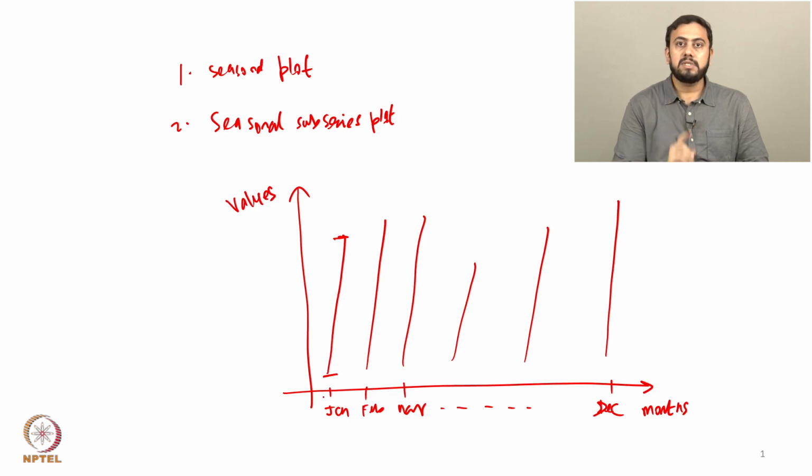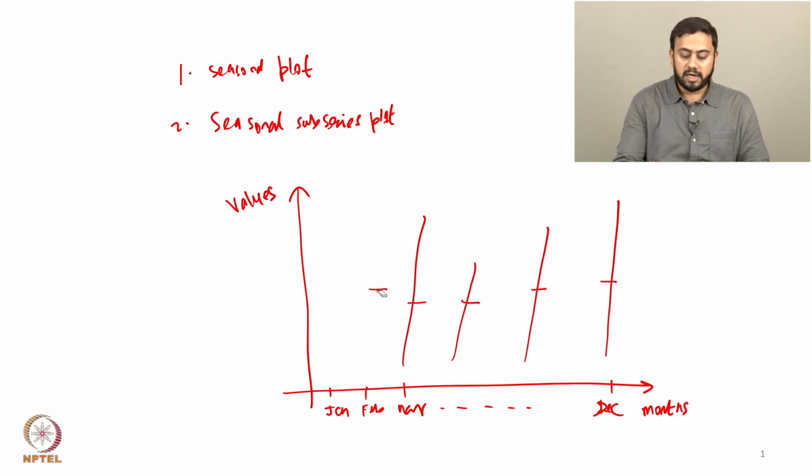In a seasonal sub series plot there is one more slightly added advantage, that one can plot the mean also using a blue line. So if you draw a blue line somewhere in between, this shorter horizontal line captures the mean. So this is a very typical seasonal sub series plot.